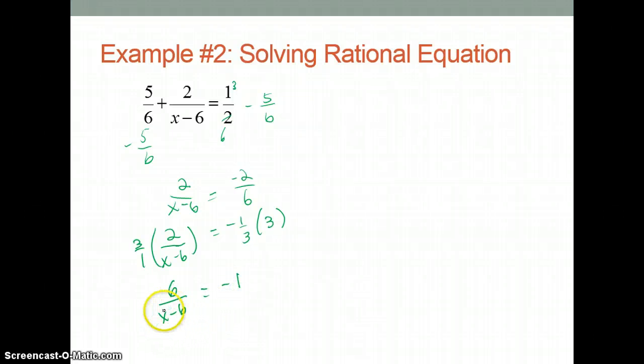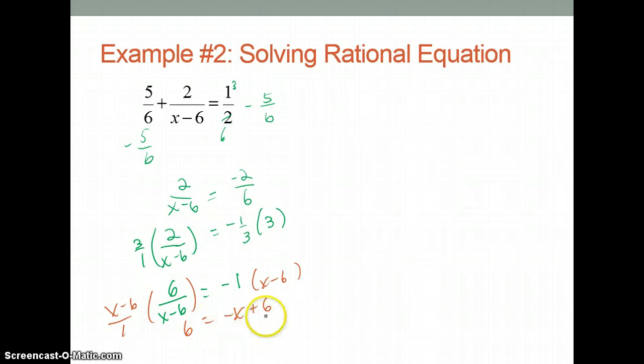At this point, I want to multiply both sides by x minus 6. So when I do so, I end up with 6 equaling negative x plus 6. And solving out, I end up with x being equal to 0. So I subtracted 6 from both sides. I got 0 equals negative x, and 0 is going to also equal positive x, because if we multiply or divide by that negative 1, we're still going to end up with 0.